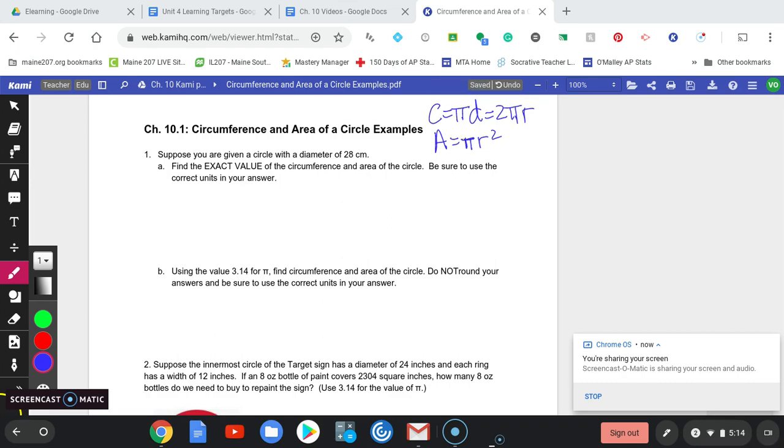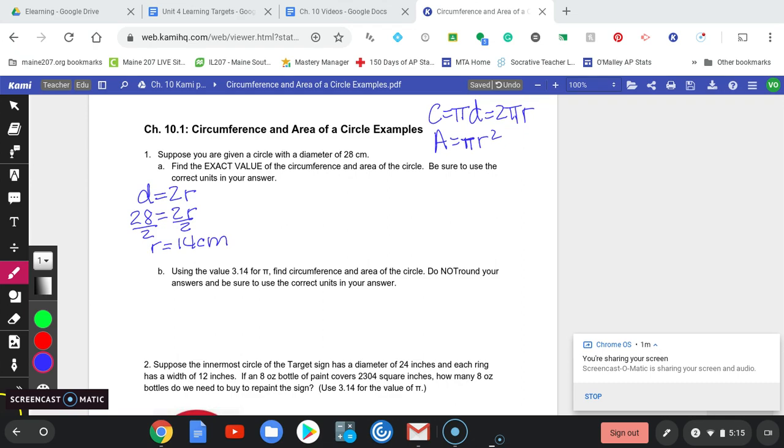Right, so suppose you're given a circle with a diameter of 28 centimeters. We can use the circumference formula directly, but if we wanted to use the area formula, we need to find the radius. So we're going to find the radius before we start this problem. The diameter is twice the radius, so we substitute 28 for the diameter, make that equal to 2r, and solve for r, and we get that r is 14 centimeters.